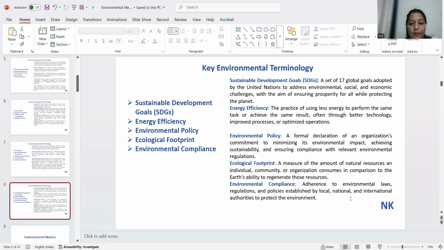These are the key terms and key terminologies for the environmental management system. We have many others also, but these are the basic common key terminologies.